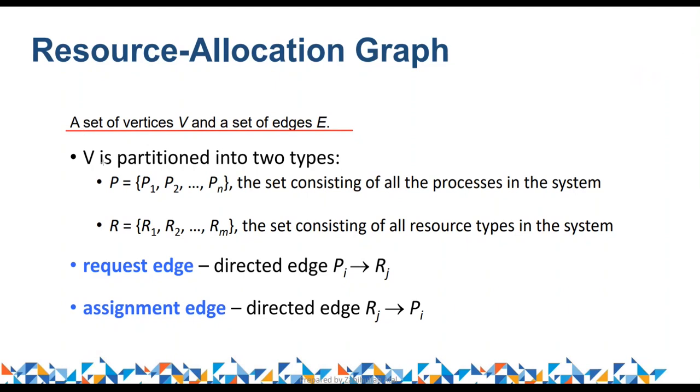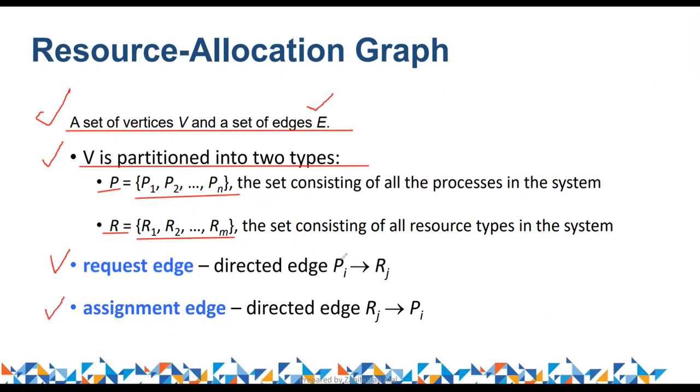So where we represent processes, okay, and resources. We represent what? Processes and resources. That's why we are saying V is partitioned into two types: P, processes, and R, resources. And our system will consist of multiple processes, and also our system will consist of multiple resources. So this was the first thing of the resource allocation graph, which was V. Now the second is edges, where we have two types of edges: request edge and assignment edge.